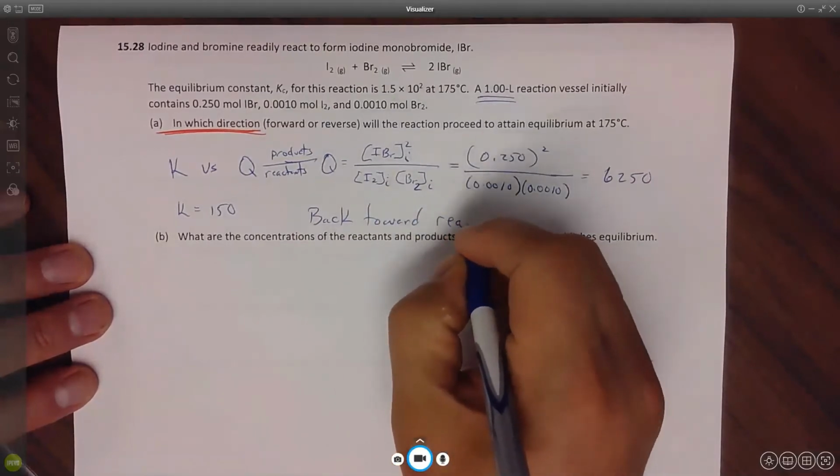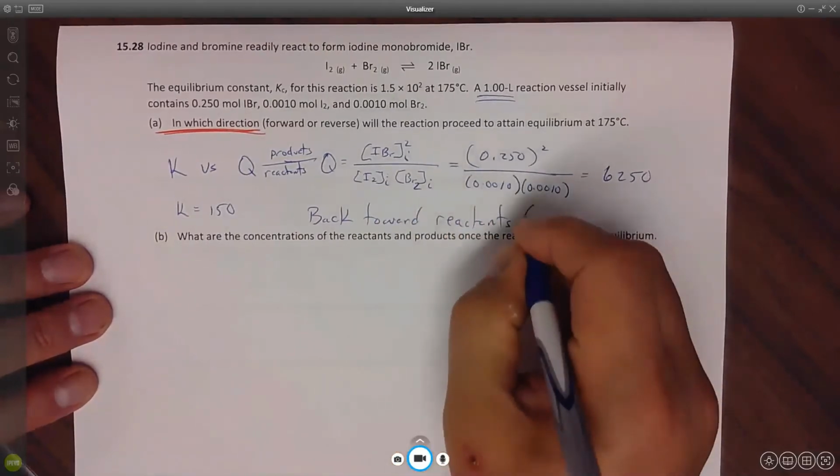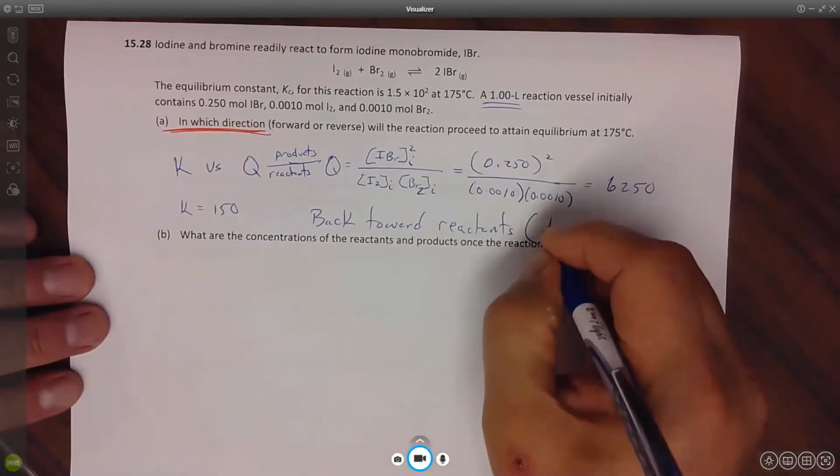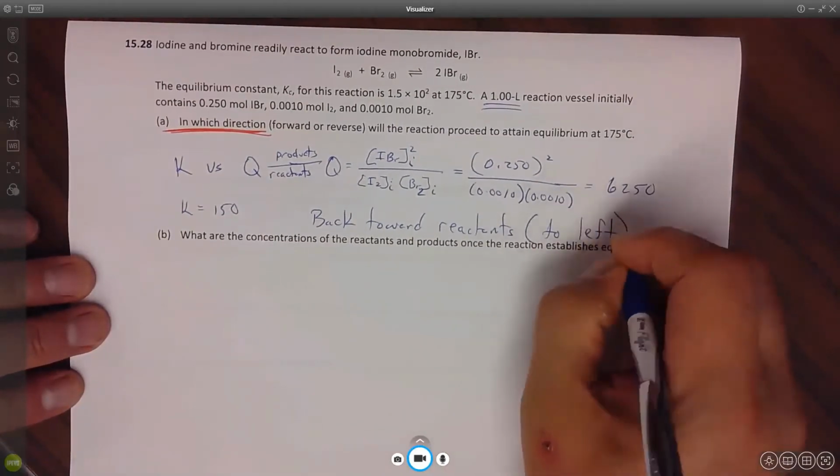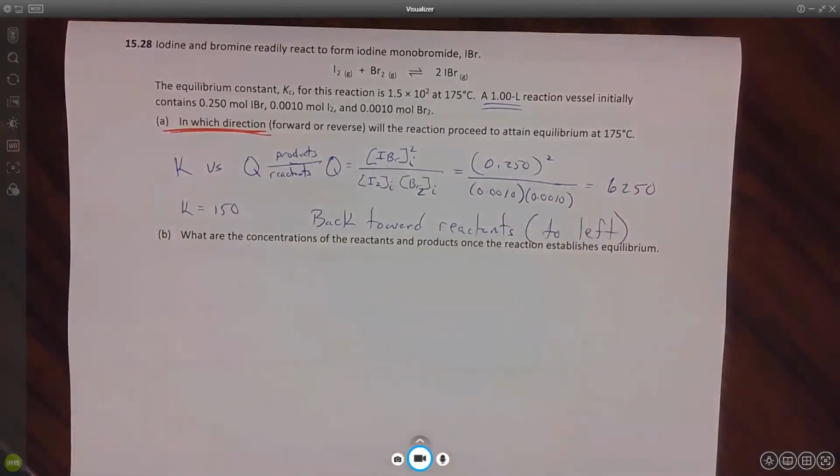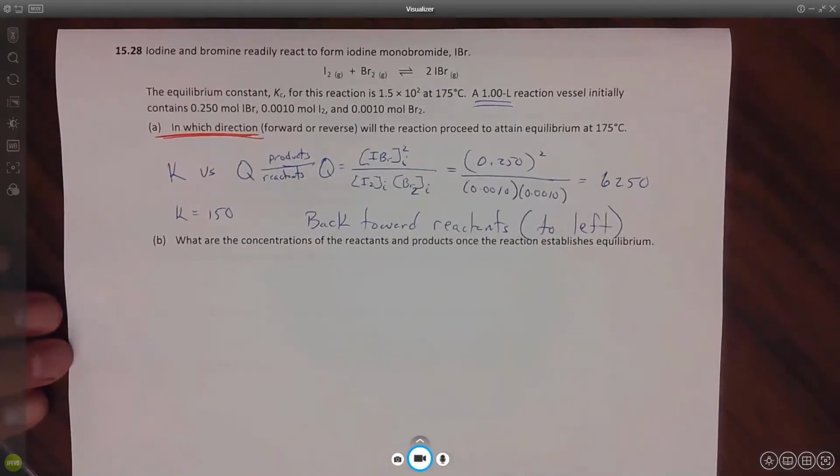reactants, or you could say to the left, just as long as you convey to me which direction that reaction is going. You could say reverse direction. That works for me too. Okay. Any questions about that?